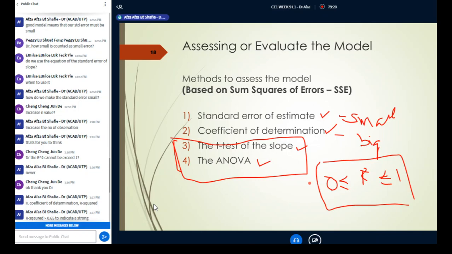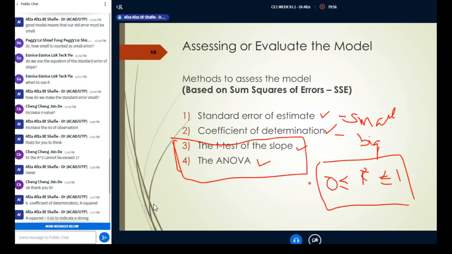Maybe you need to get more data or more observations, or maybe you may need to consider something else. For example, let's say you have 30 sets of observations. When you run all the tests, maybe one method tells you the R squared is just about 0.5. So 0.5 is not really a strong relationship. So you may want to relook at the 30 sets of data.